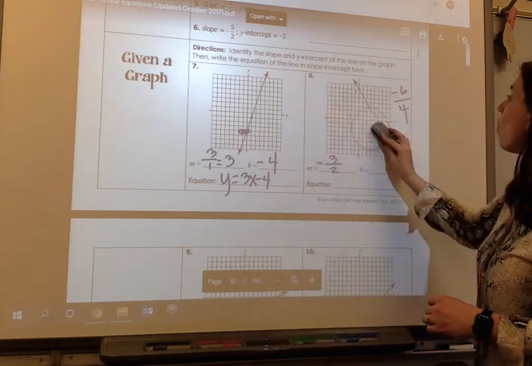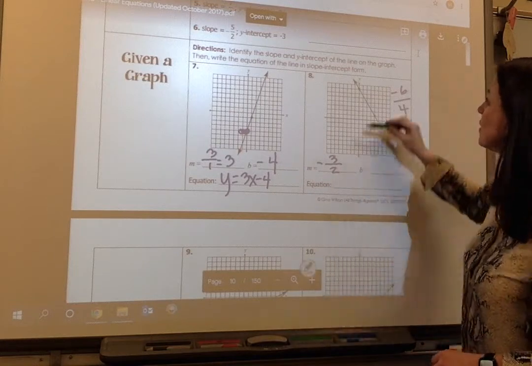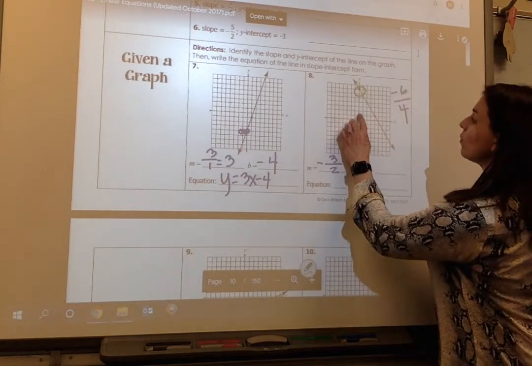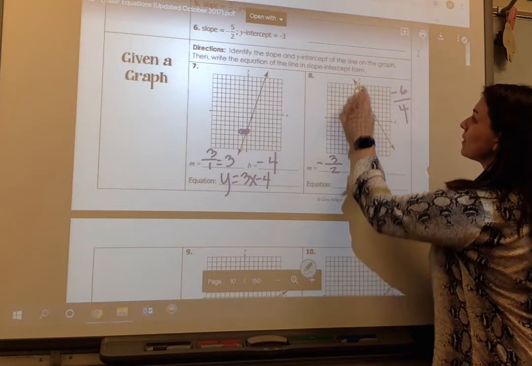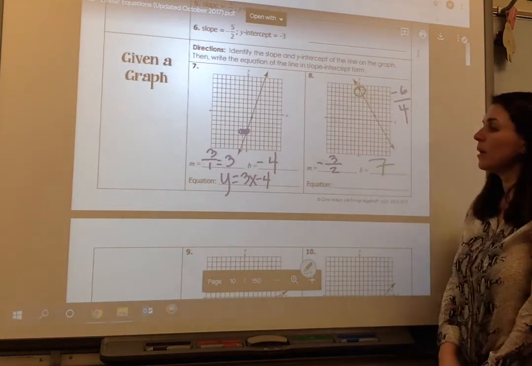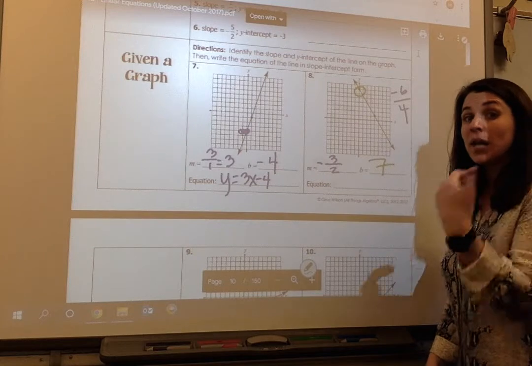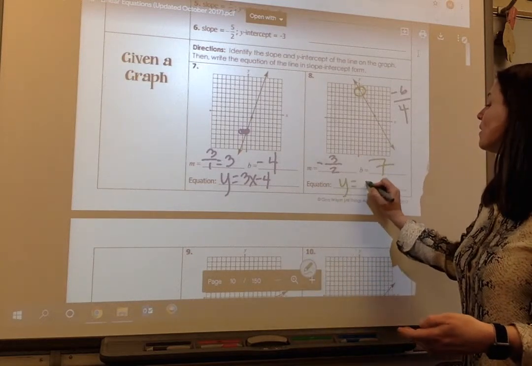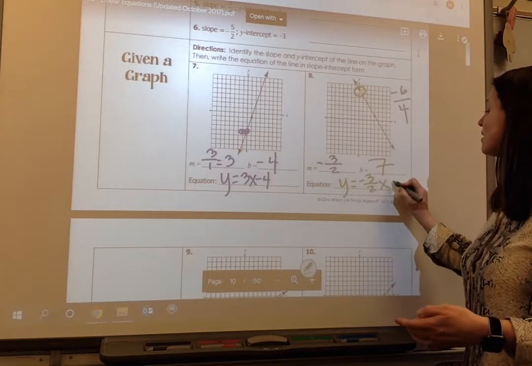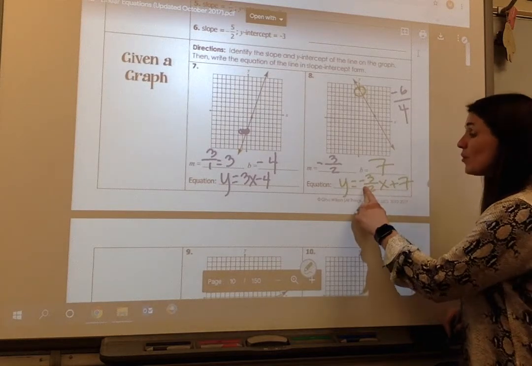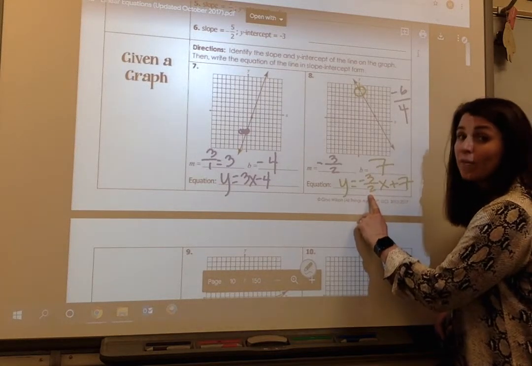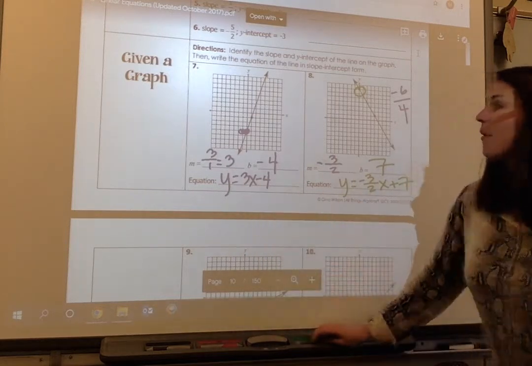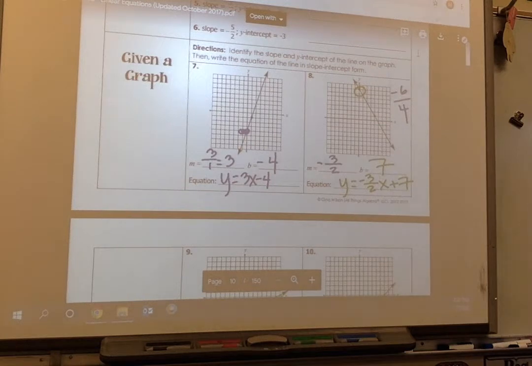And where does this line intersect the y-axis? Right here. And at what point is that? 1, 2, 3, 4, 5, 6, 7. So my beginning point is 7. So when I plug it into y equals mx plus b form, I get y equals negative 3 halves x plus 7. Always remembering that slope is the coefficient of x. All right, let's do a couple more together.